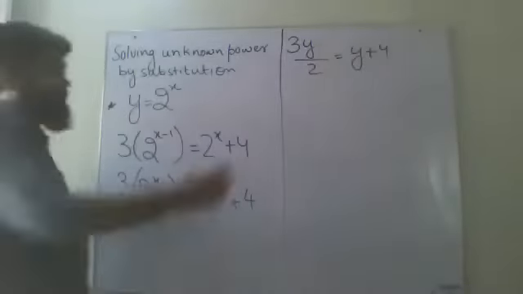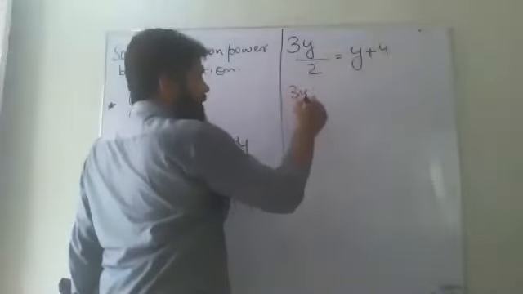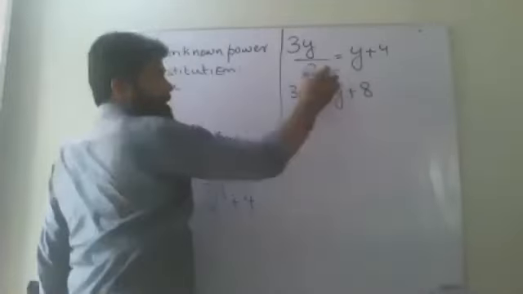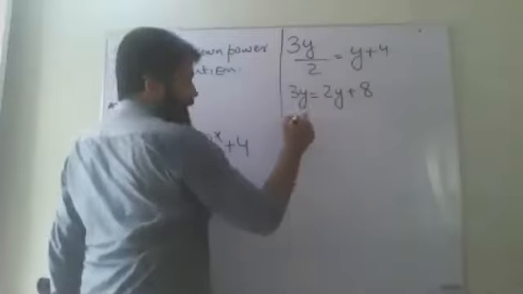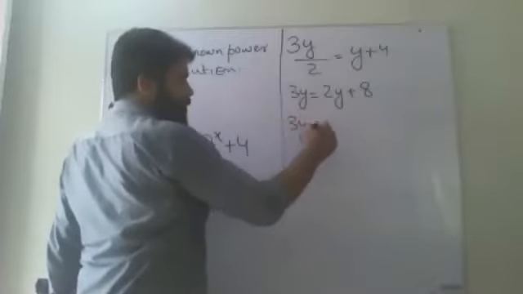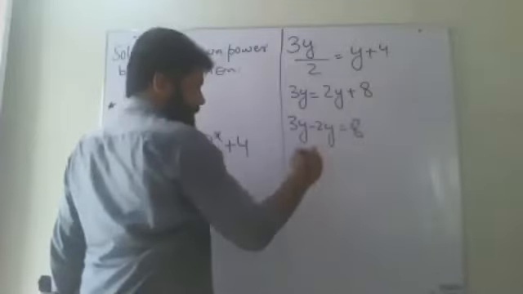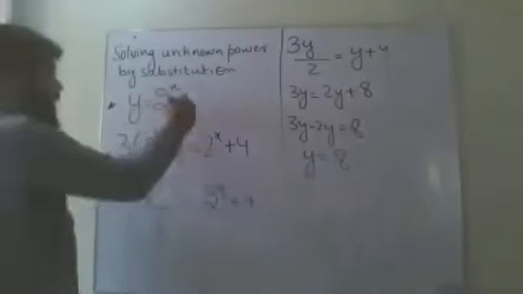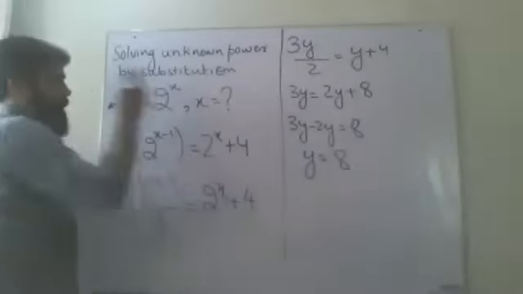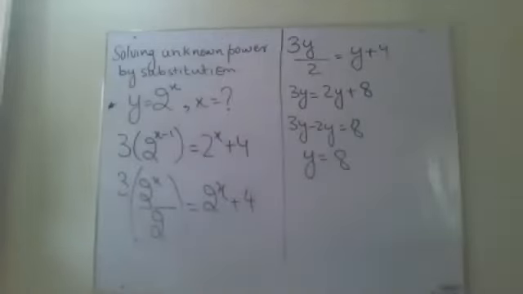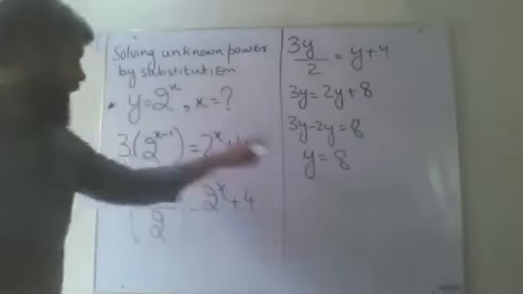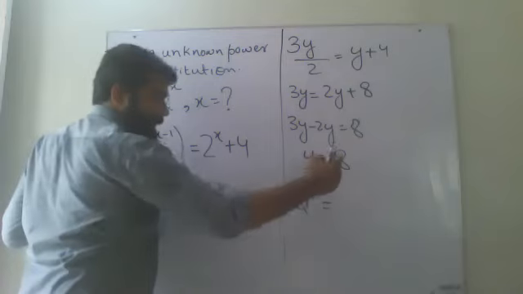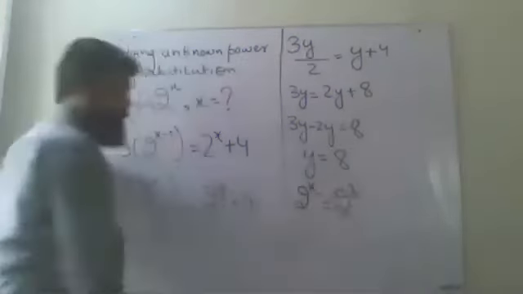After this, shifting this 2 over here, 3y equals 2y plus 8. I have multiplied both sides with 2. Simplifying it, 3y minus 2y equals 8. Simplifying it, y equals 8. But in the question, they are not asking for y, they are asking what is your x. So what I have to do, I know that y is equal to 2 to the power x, and 8 can be written as 2 cubed.